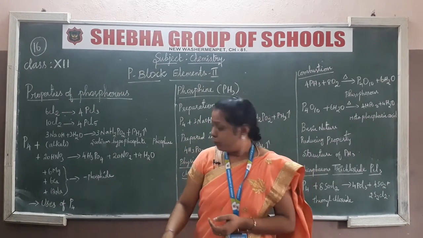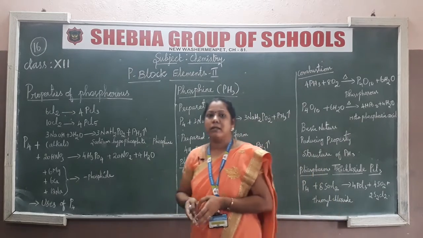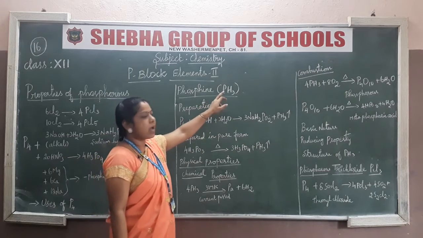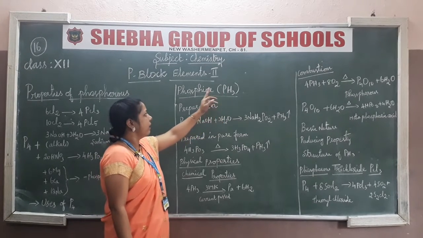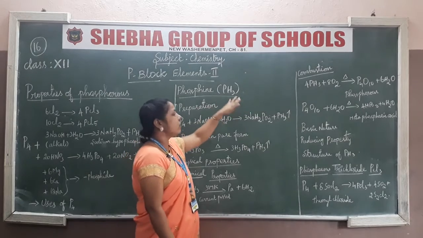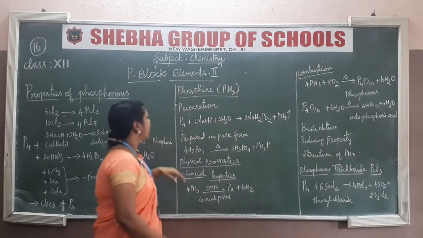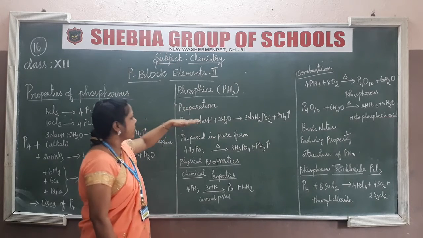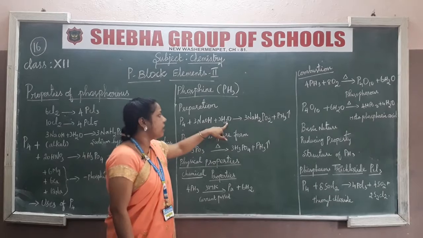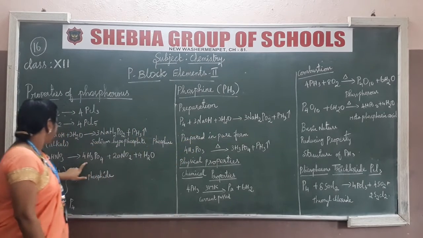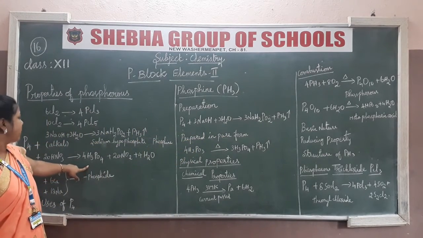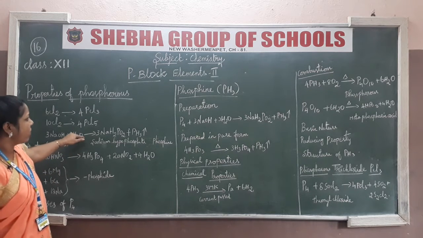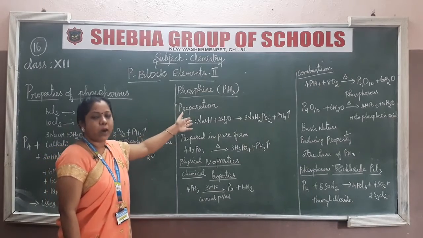And move on to the next concept, PH3, phosphine. The chemical formula is PH3. In this, phosphorus is bonded with hydrogen. Okay, these are the preparations for phosphine. Phosphorus reacts with sodium hydroxide along with water. We already noticed that in the properties of phosphorus. Yes, sodium hydroxide and water. The same way we have to write down the preparation for phosphine.